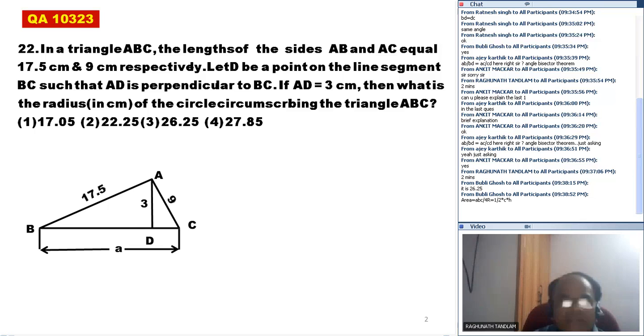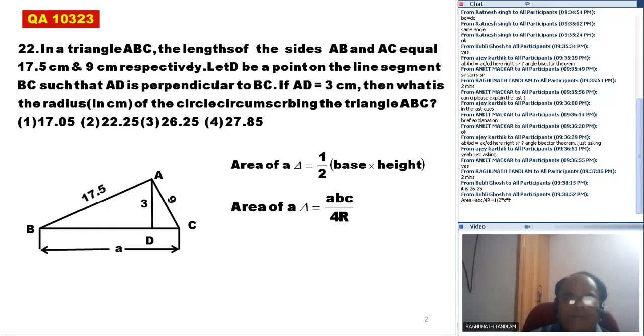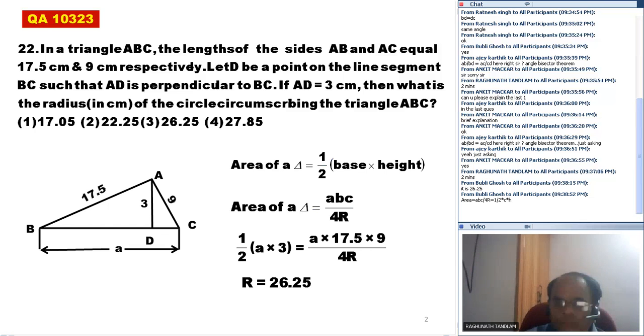Yes. What's the area of a triangle? Half base into height. It's also equal to ABC by 4R. There's no need to find the value of A. I think most of us will have wasted time trying to find the value of A. That's not needed. So substituting, you get the value as 26.25. Area is half base into height, and area is also equal to ABC by 4R. The third side BC is not needed.